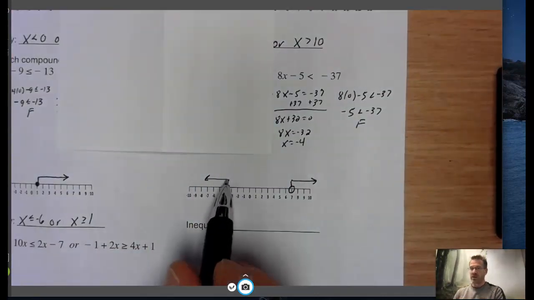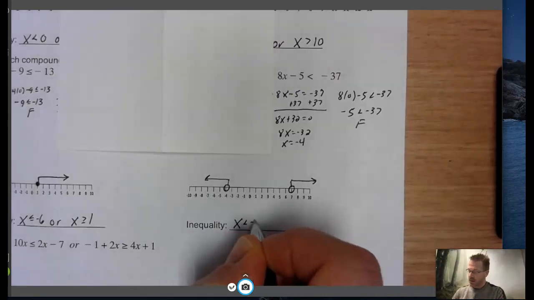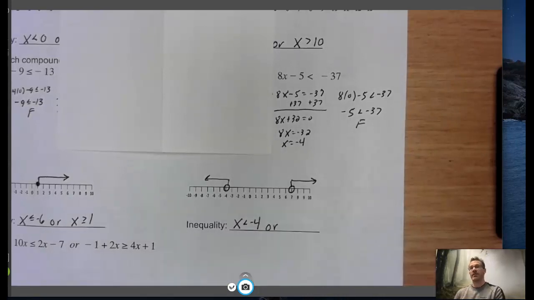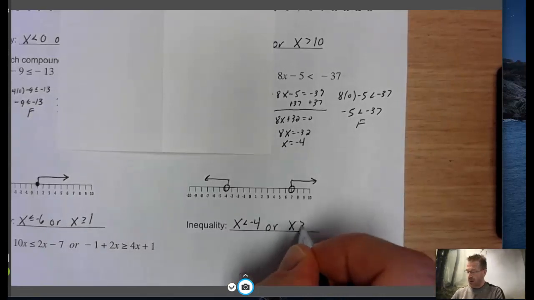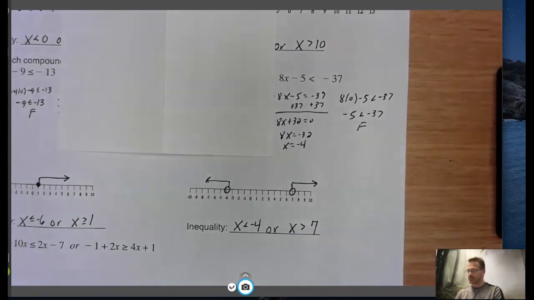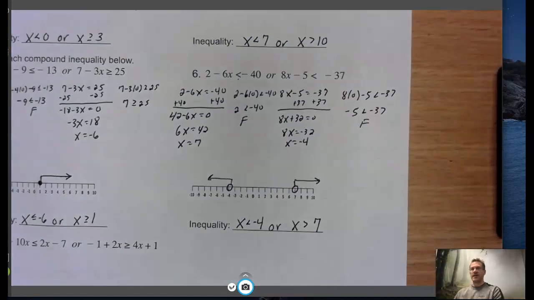Now all we have to do is write those inequalities. So I want all the numbers to the left of negative 4, which are less than that. So x is less than negative 4. Or I want all the numbers to the right of 7, which is greater than 7. So x would be greater than 7, just like that. And that's how we solve or compound inequalities.